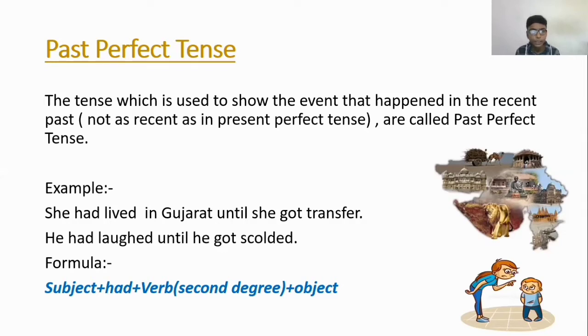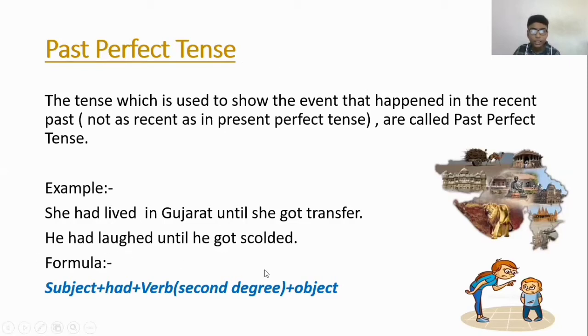For example, she had lived in Gujarat until she got transferred. So this first sentence is talking about some years before. By looking at the sentence only, we can say that the person was living in Gujarat some years ago or some months ago. That's why the sentence is like this.